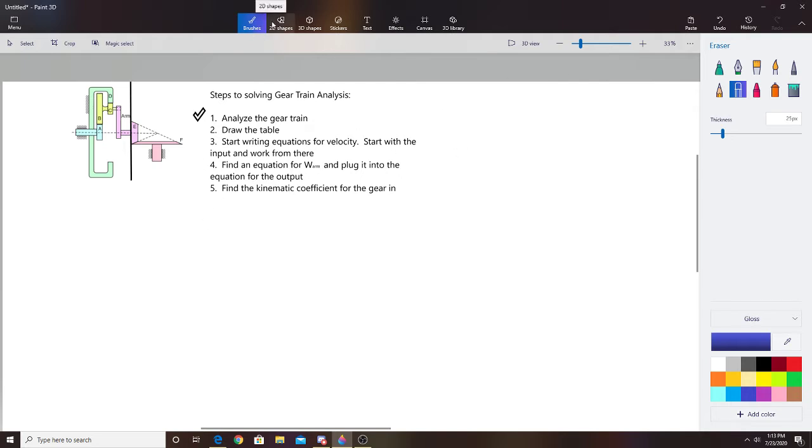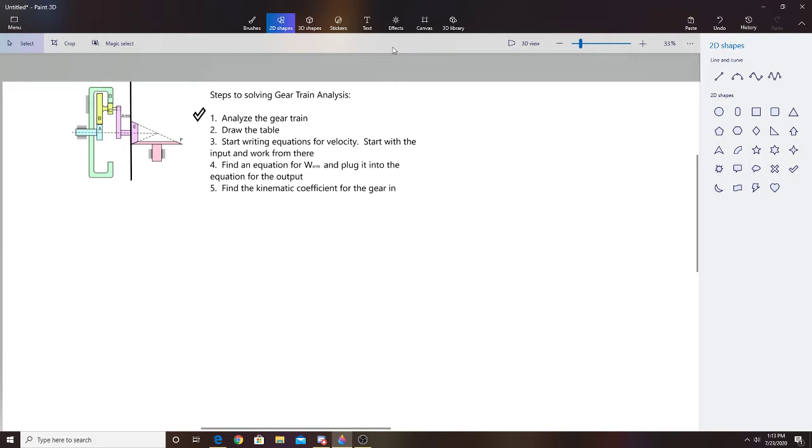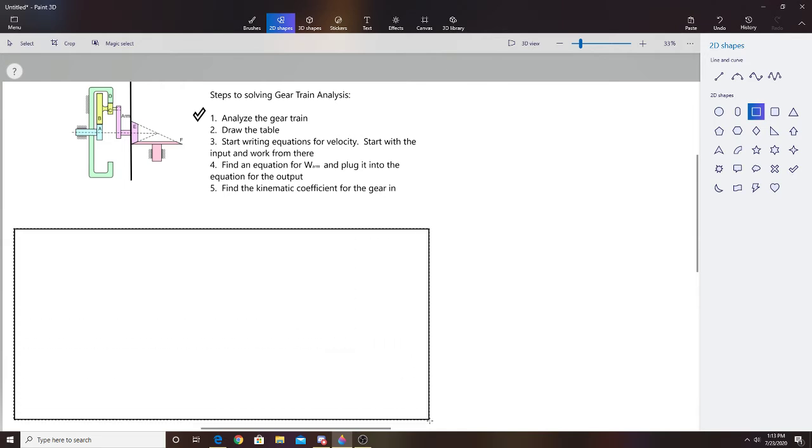So we know how everything is contacting, right? That's our first agenda. Now we have to draw the table. So give me a second to draw the table. It does take a minute.